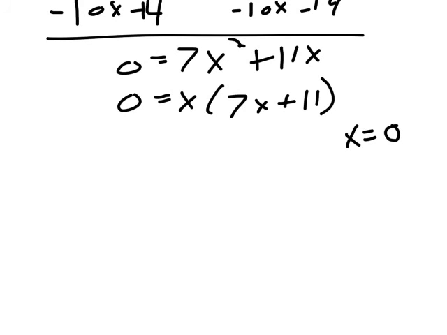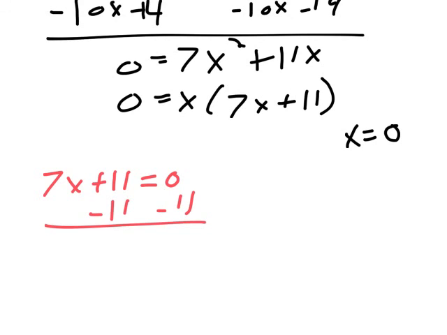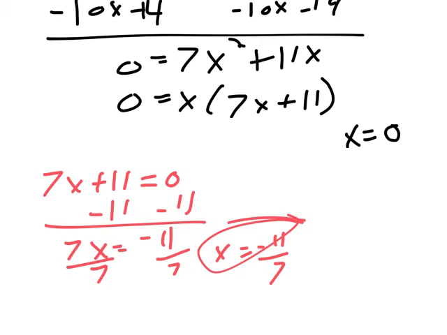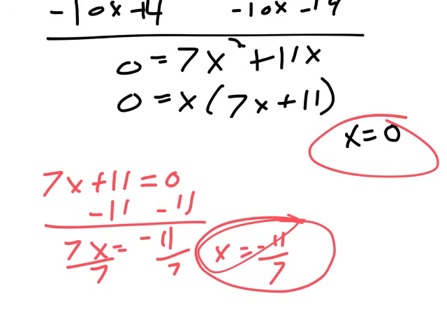The way I came up with that solution is I looked at this parentheses and I saw what it took to make it equal 0. So that's solvable. Subtract 11 from both sides. You get 7x = -11. Then how do you get x by itself? Divide everything by 7. See, x = -11/7. There you go. Those are the two solutions.